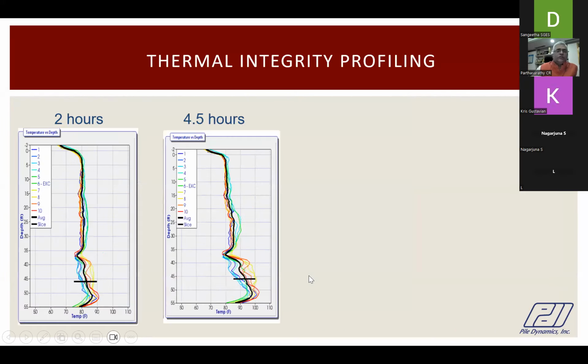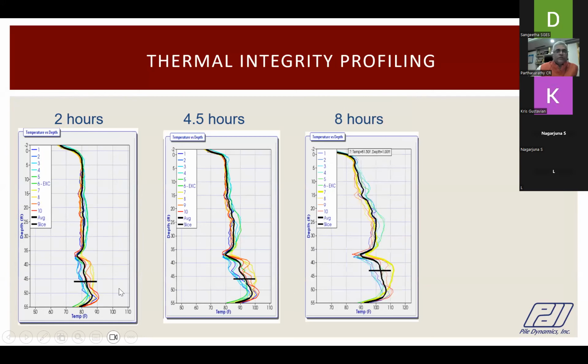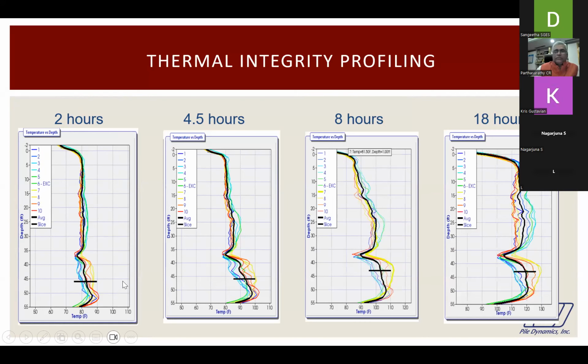Okay. Now this is at 2 hours. Okay. 8 hours and 18 hours. So what do you make out of this data? Set at 8 to 18 hours. Please type out in the chat box at what location do you see any defect? Is there any issue in the cage alignment? Please type out in the chat box only. Please type out in the chat box. Do you see any defect in the pile?